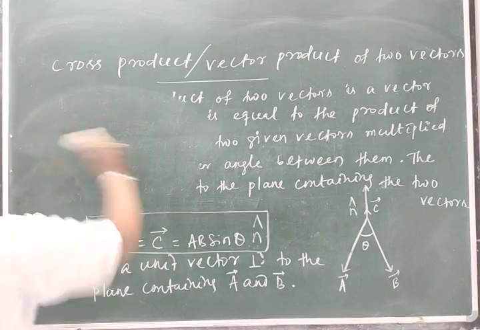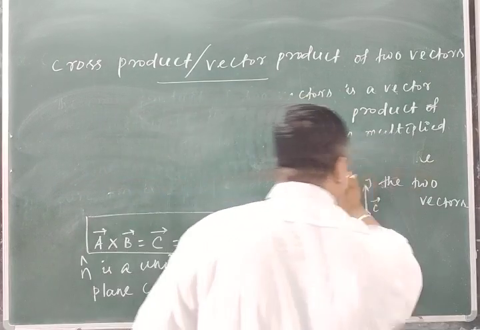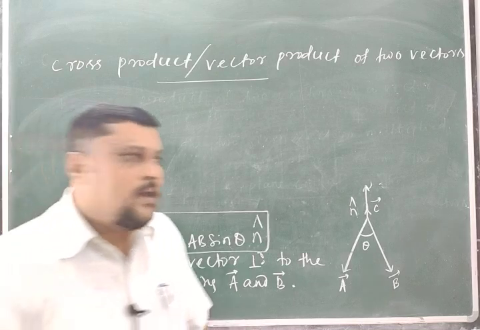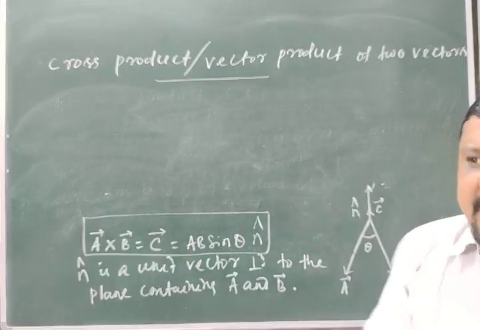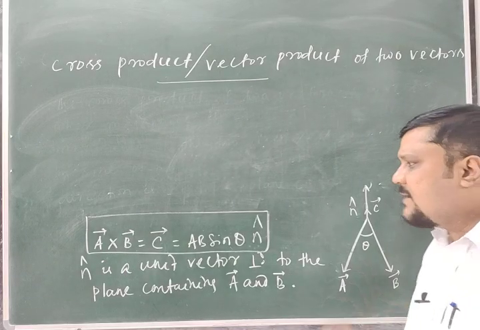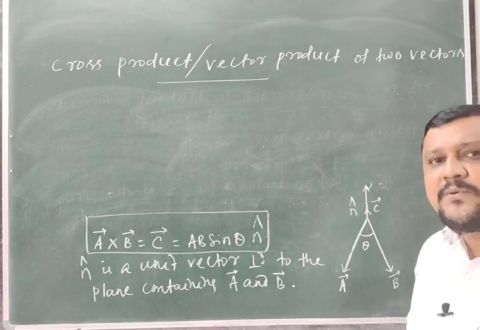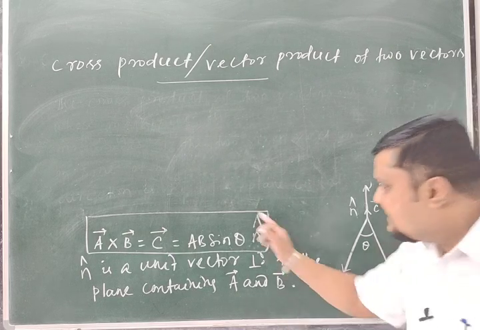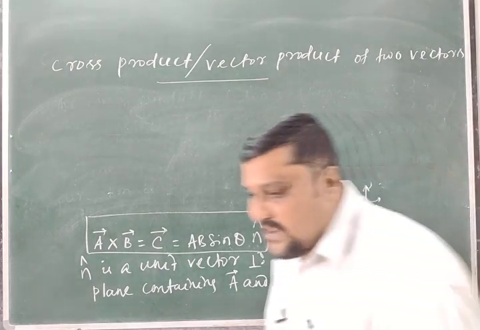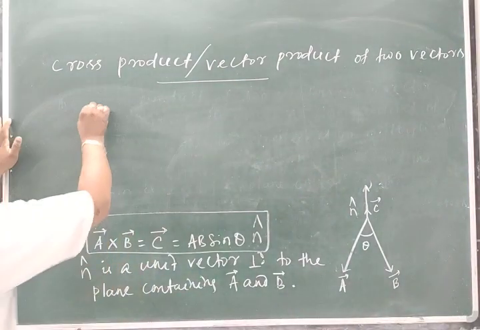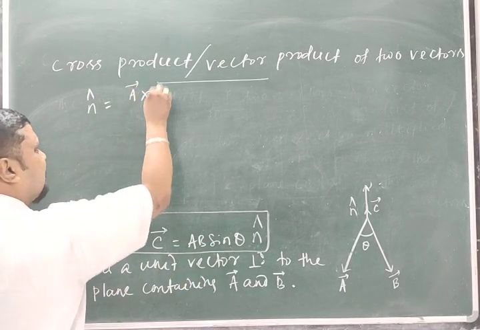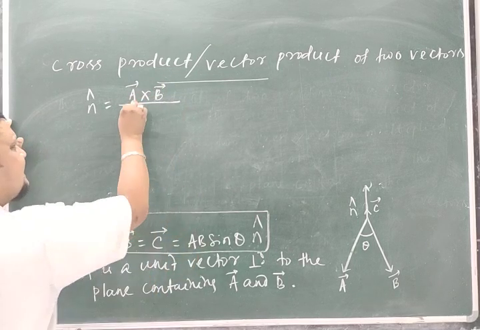Now we go to the n cap. So if I ask you, write a unit vector perpendicular to the plane containing A and B, what you have to do? This n cap is a unit vector perpendicular to the plane of A and B. In that case, we can write n cap is equal to A cross B, the cross product of two vectors, divided by AB sin theta.